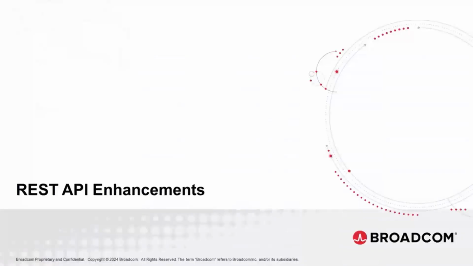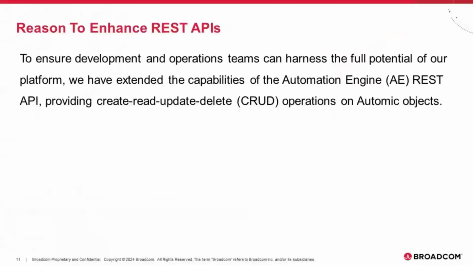REST API enhancements. As with previous releases, we continue to extend the functionality of the Automic REST API. To ensure development and operations teams can harness the full potential of Automic, we have added create, read, update, delete operations on Automic objects.